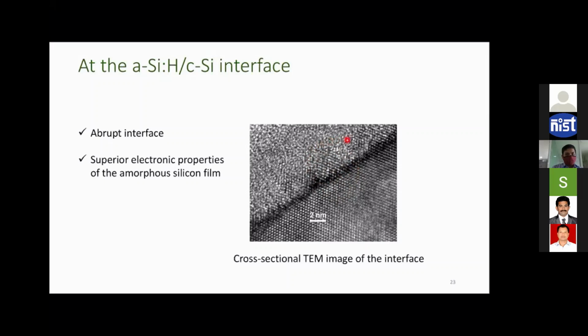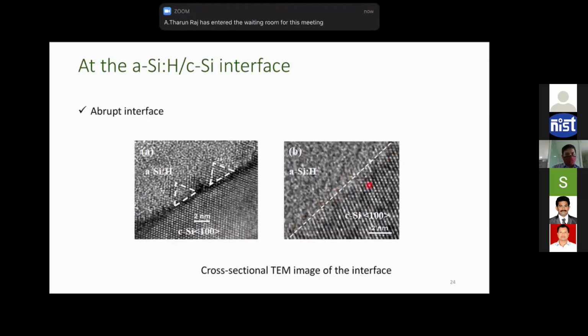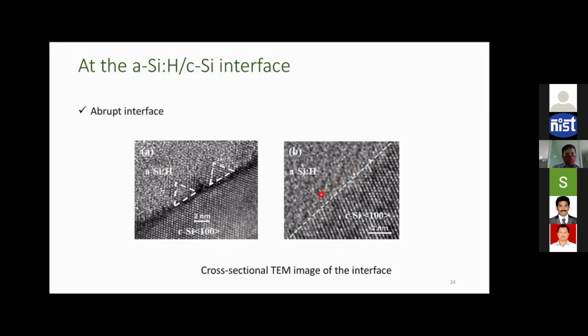So what do we look for? We look for an abrupt amorphous silicon crystalline silicon interface. On the left hand side is the image that I have shown you in the previous slide, and the right hand side image shows you an abrupt interface. Here you can see the junction at the crystalline silicon amorphous silicon junction. There is not that much epitaxy that has taken place compared to this figure, right? Such a junction is called an abrupt junction, and this is the kind of junction you will look for in your crystalline silicon heterointerface.